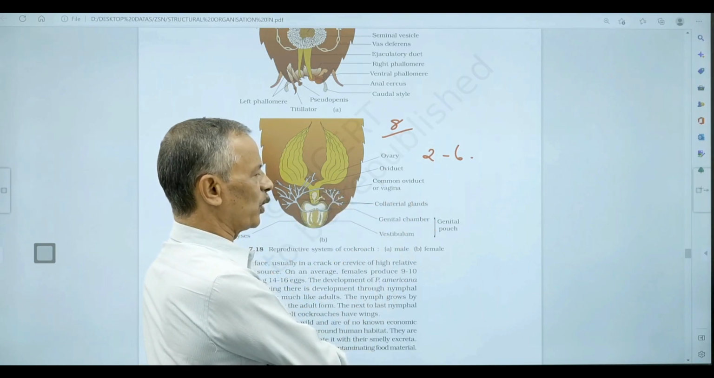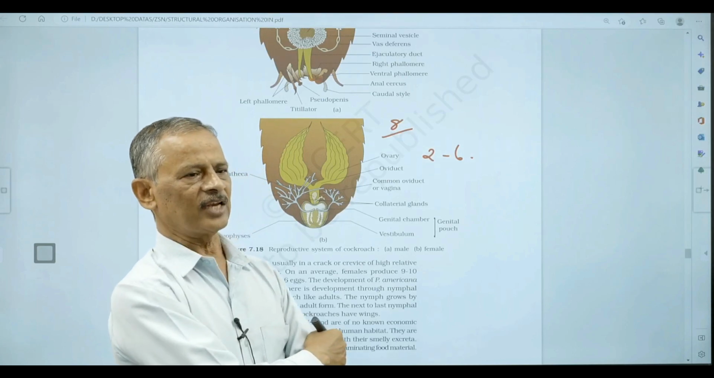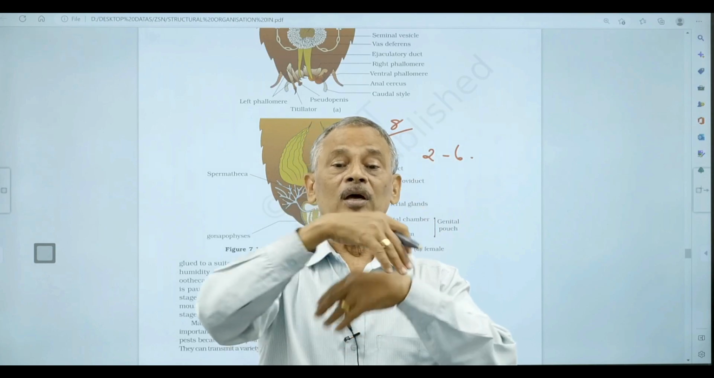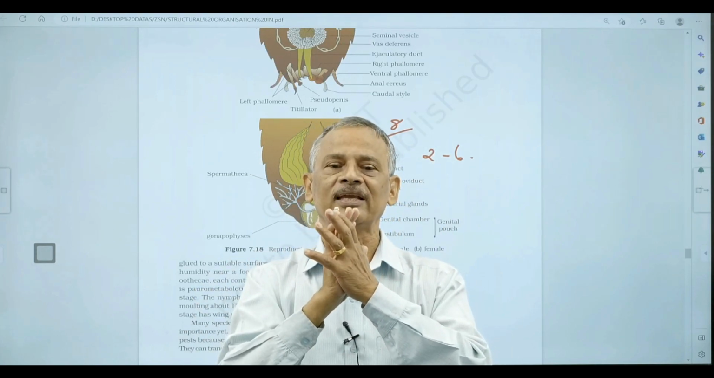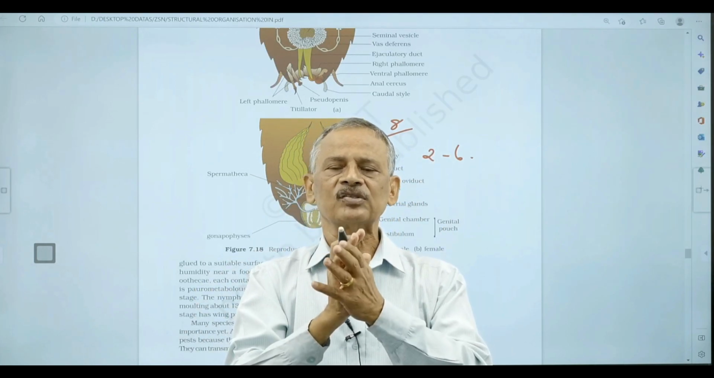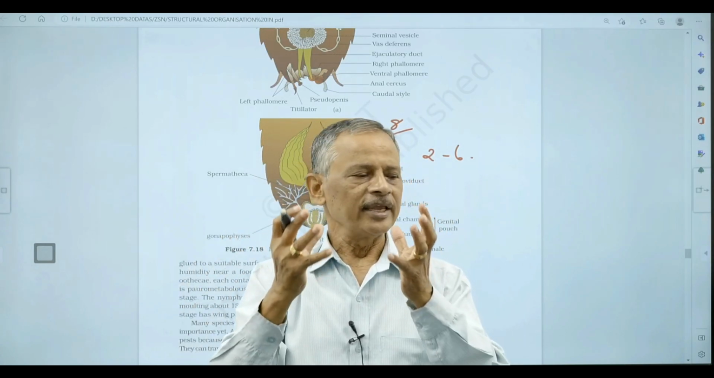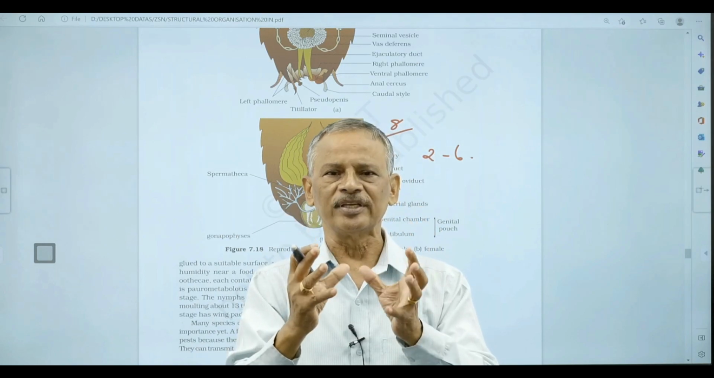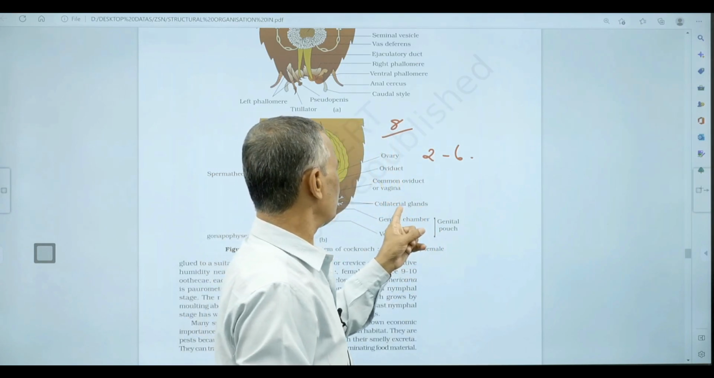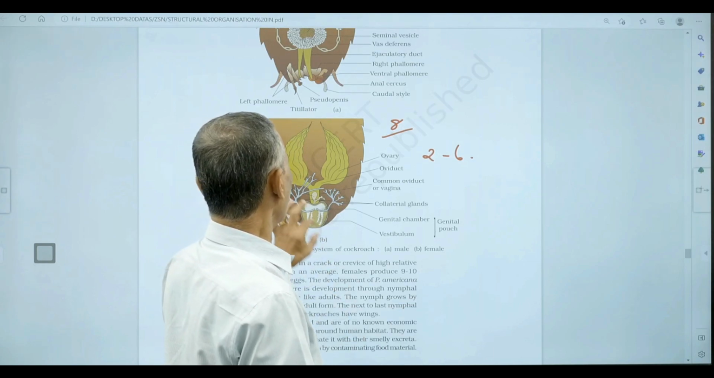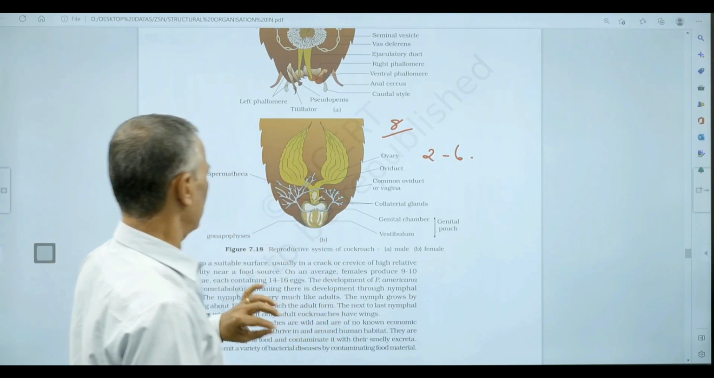Collateral glands are producing a viscous secretion that will form a packet covering for the fertilized eggs called ootheca. Eggs which are all fertilized are packed and are making a packet. That packet is called ootheca. The wall of the ootheca is produced by the collateral glands. Okay, they are all open to the genital chamber.